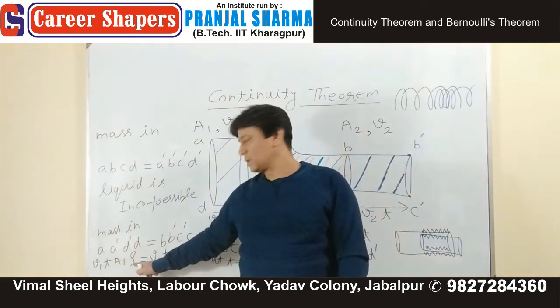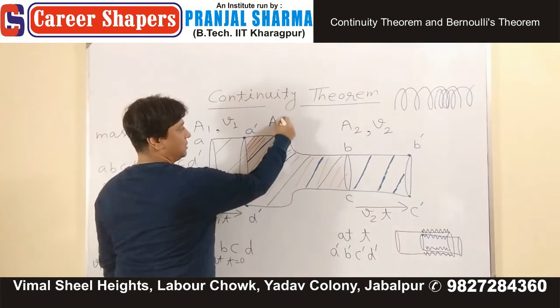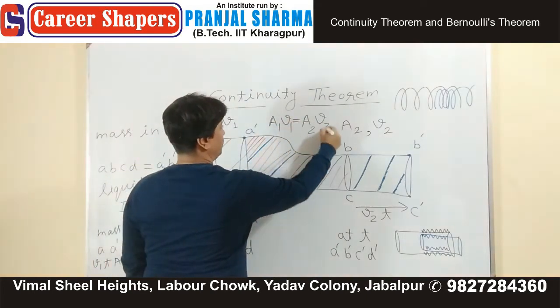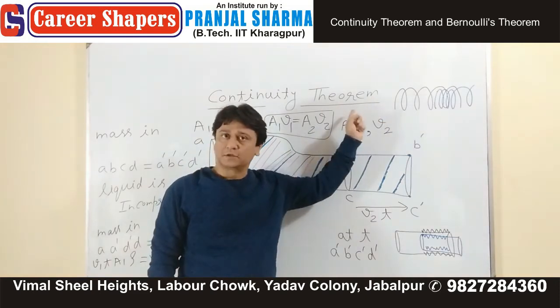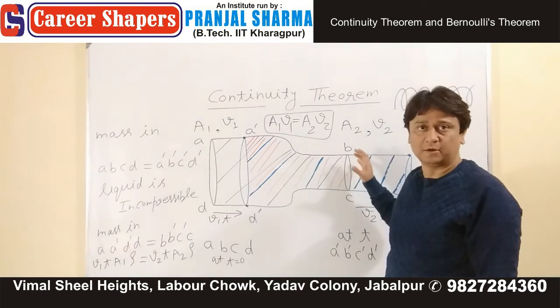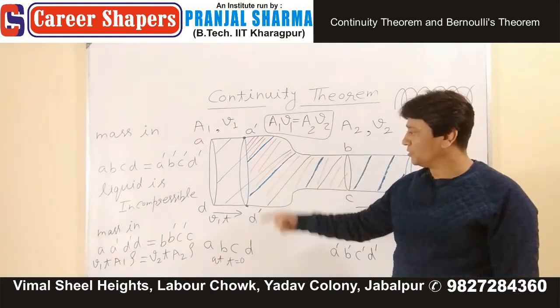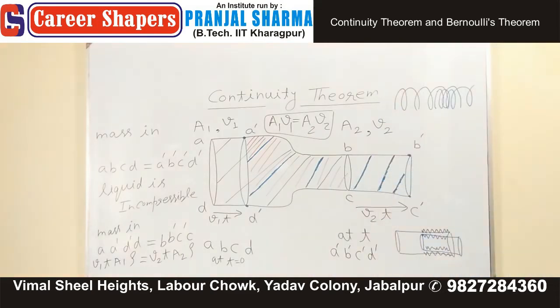t and rho cancelled, and what is the relation between A1 V1 and A2 V2? Relation is A1 V1 is equal to A2 V2, which is known as continuity theorem. It works provided you have an incompressible continuous liquid. Note down this much, and if you understand the derivation completely, then write down yes in the comment box. And if you have any doubt, then mention your doubt. Good.